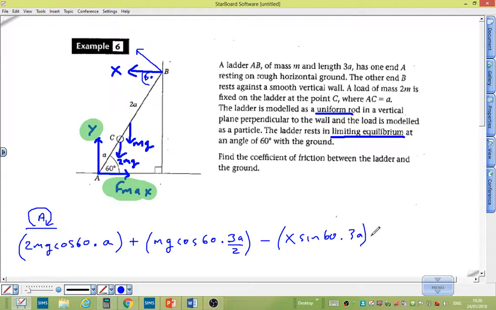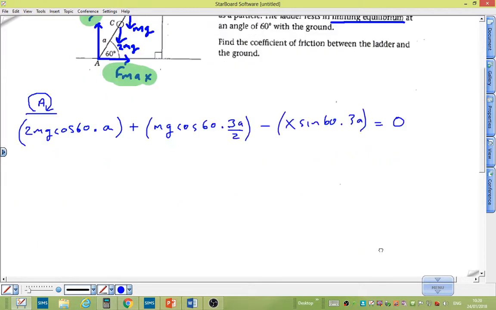No matter how you look at it, there's two ways. I like to componentalize. Equals 0 because it's in equilibrium, limiting equilibrium, but it's still in equilibrium. Cos 60 is half, so I've got basically mga here. I've got a half again, so that's 3mga over 4, minus, that's root 3 over 2, so 3a root 3x all over 2, is equal to 0.